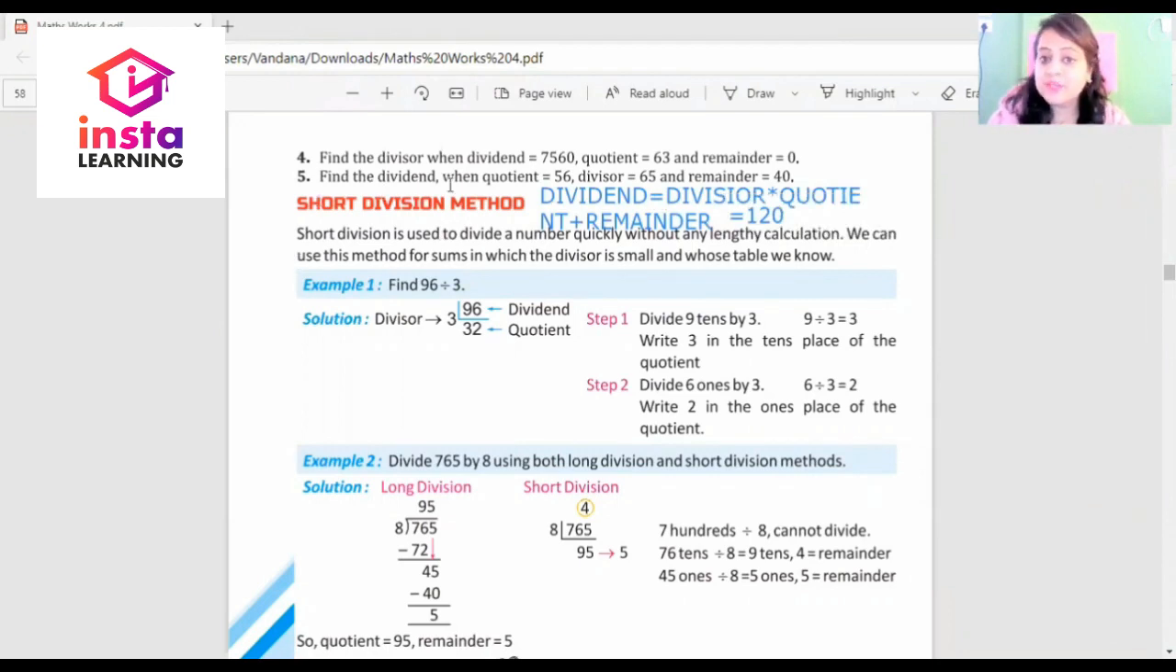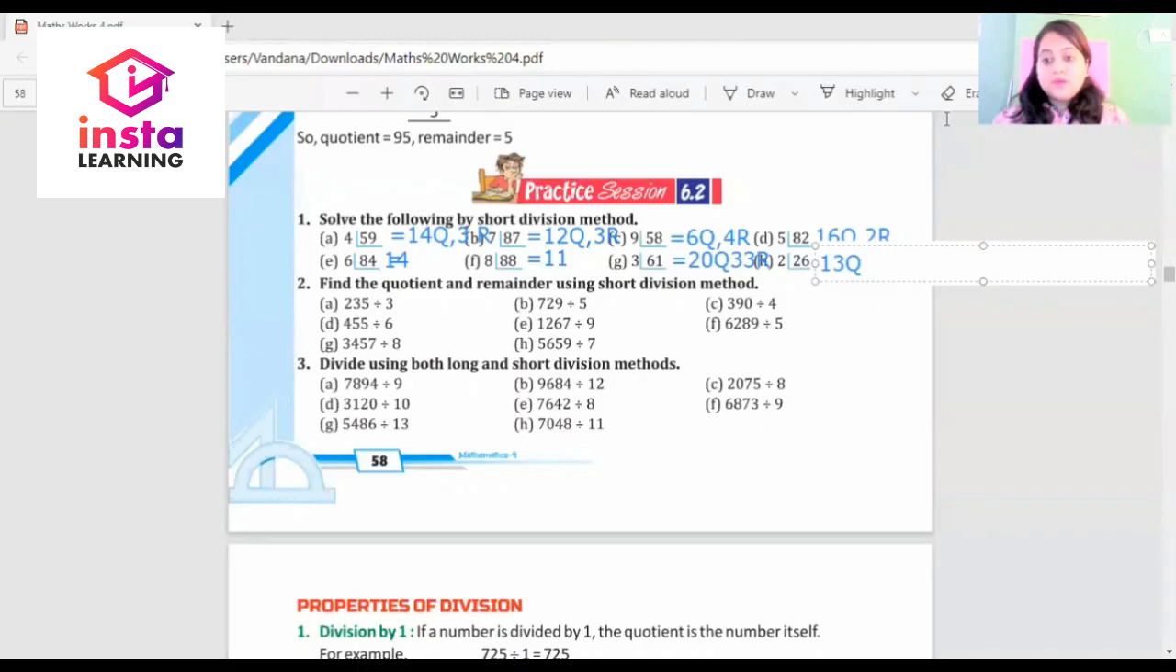Find the dividend when quotient is 56 and divisor is 65 and remainder is 40. So students, you have to find the dividend, write the formula and put the values in it. Okay. Now students, it's your question number 6.2 exercise.